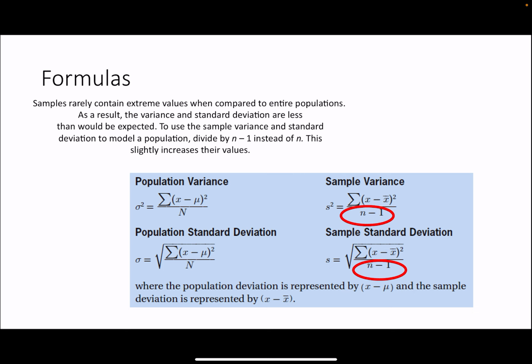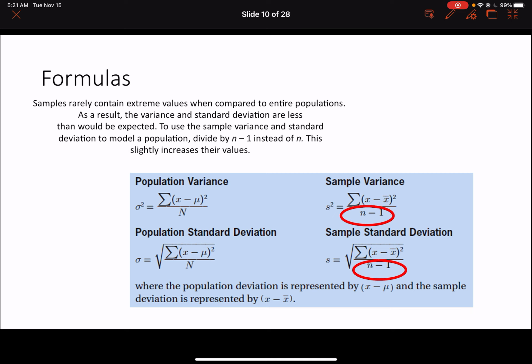Why n minus 1? Okay, so we talked about this in class. Samples rarely contain extreme values when compared to entire populations. So because populations have more extreme values, statisticians just decided to make this spread a bit bigger by making the denominator a little bit smaller, right? So by making this smaller, the whole thing gets bigger, which means I have a bigger spread to account for the fact that populations will have extreme values. So without this minus 1, this will probably be smaller than it needs to be. Okay?